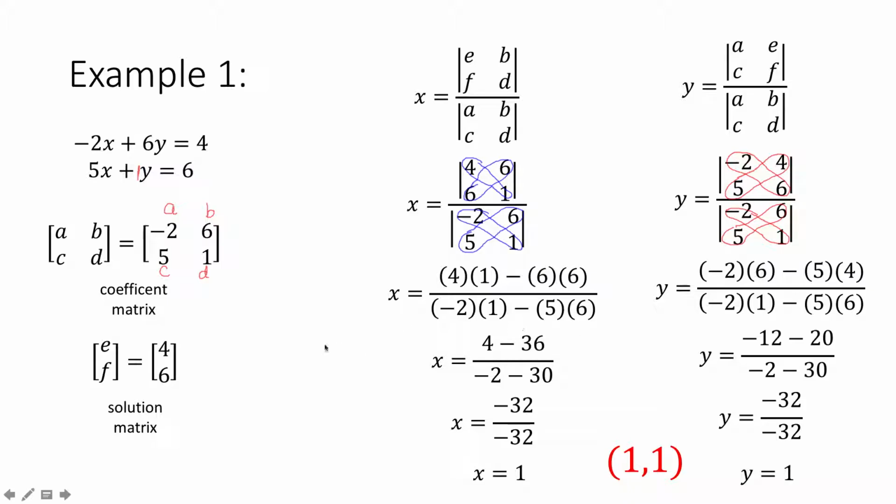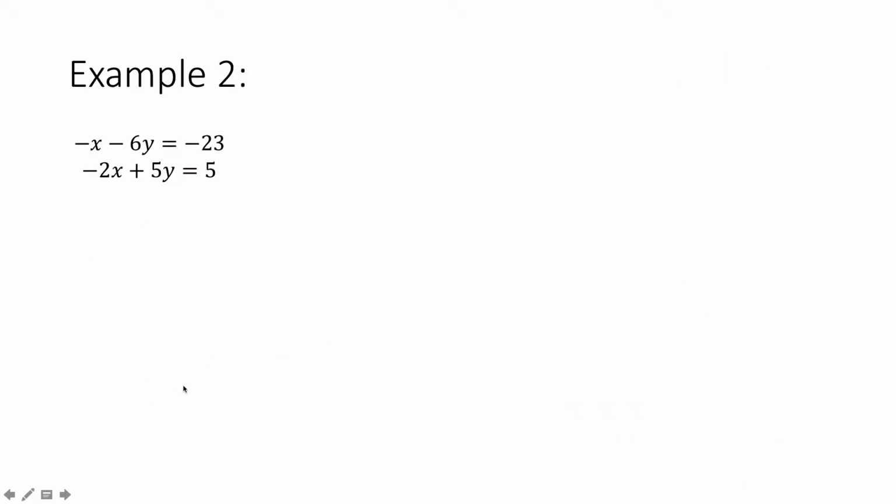All right, so let's do one more example. Example 2. The first equation is negative x minus 6y equals negative 23. The second equation is negative 2x plus 5y equals 5. First thing I want to do is write down my coefficient matrix and my solution matrix.